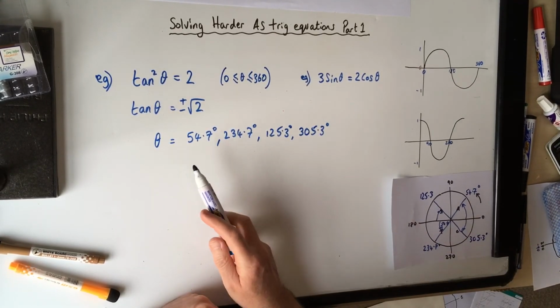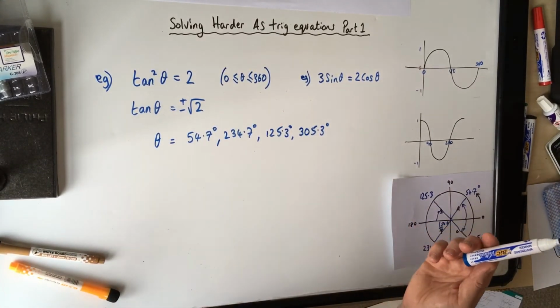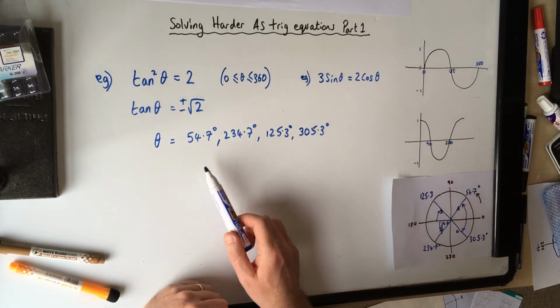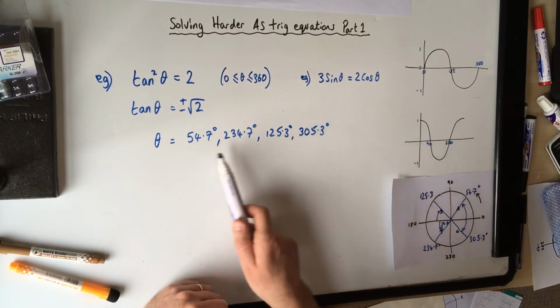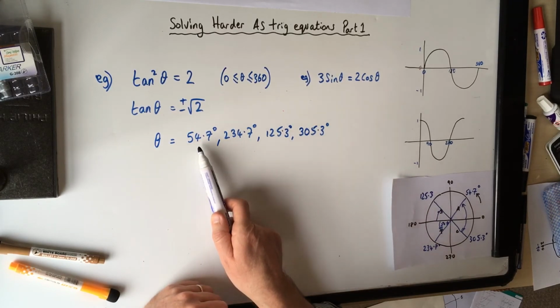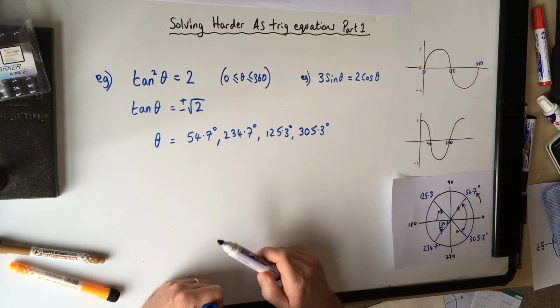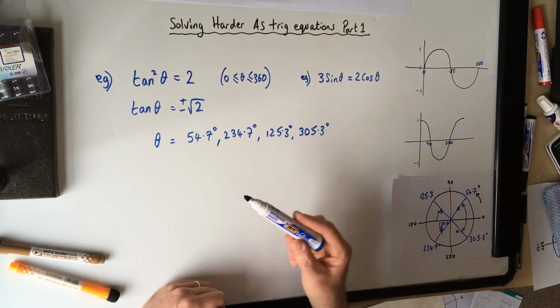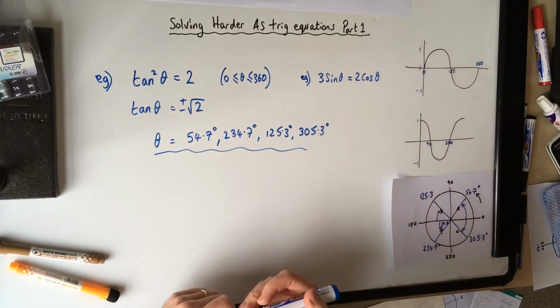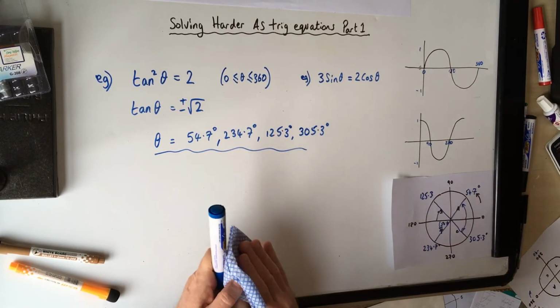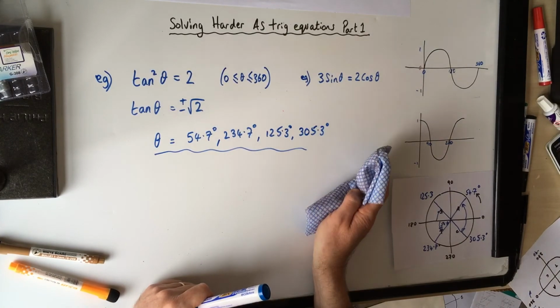If I was doing this on my board in class, I'm doing it a little bit slower for the students in front of me. As you know, I like to put these in order. So I list them. Theta is 54.7, 125.3, 234.7 and 305.3. And those are your values for theta. We okay with that?